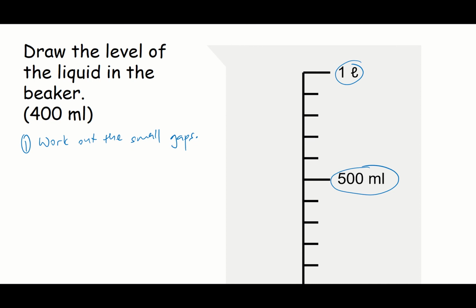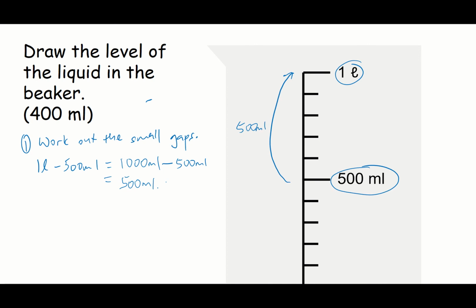Let's give myself more space. 1 liter minus 500 milliliters. 1 liter is equal to 1000 milliliters. We're doing the conversion here. 1000 minus 500, which is equal to 500 milliliters. So this big jump is 500 milliliters, and that's the difference.